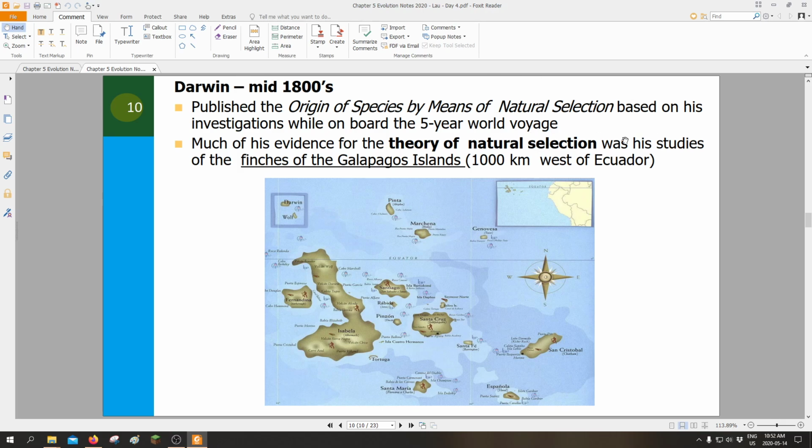Natural selection is what we're going to be focusing on, and he saw a lot of different finches on the Galapagos Islands, 1,000 kilometers west of Ecuador. So when he saw these finches, it gave him an idea about what was driving evolution, and it was very different than what Lamarck said. So let's take a look.